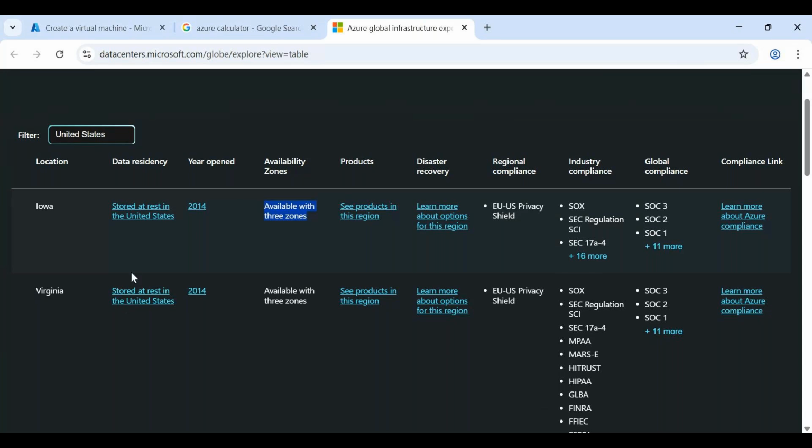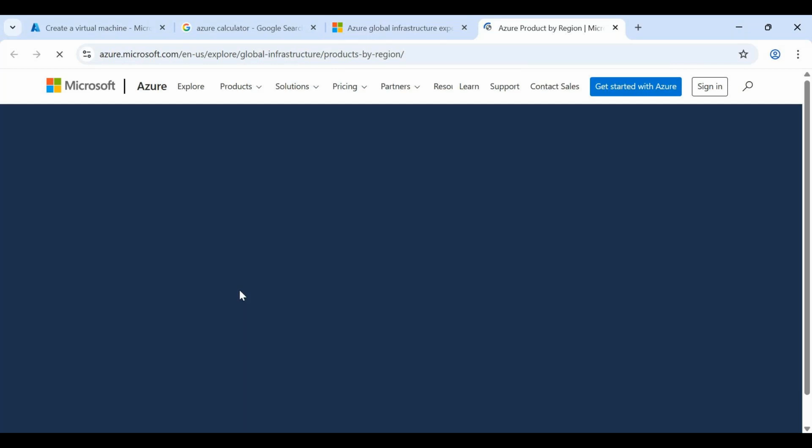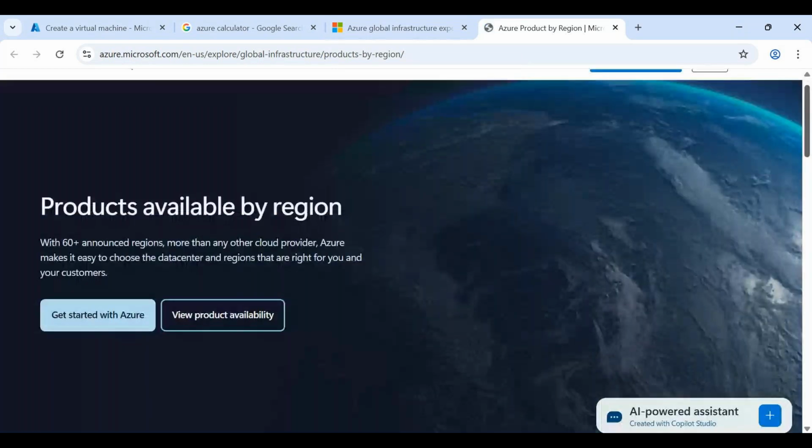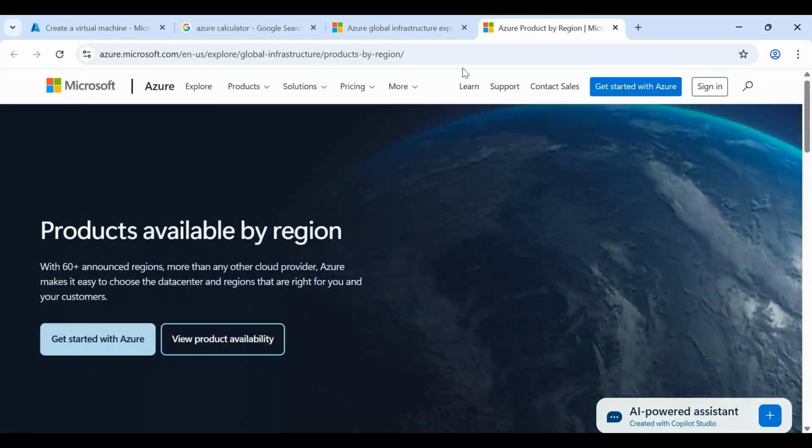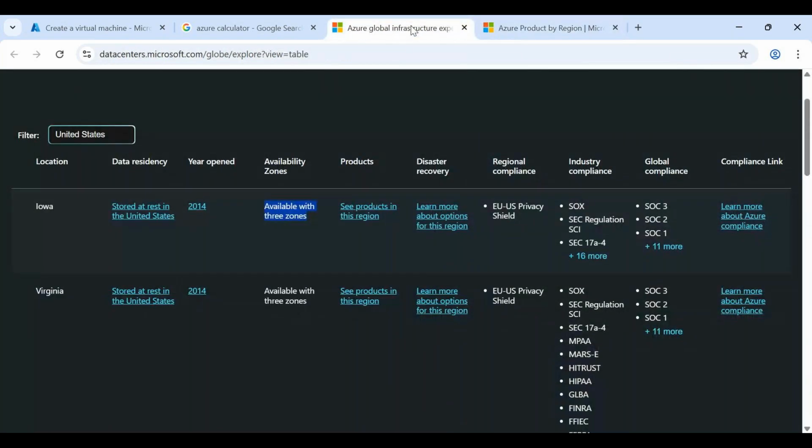The data is stored in the United States itself, along with the products it will support. Azure has a lot of products. What products does it support? You can see it in the list. It will display by region. This particular screen tells me what products I can use in a specific region, which are available and which are not available.